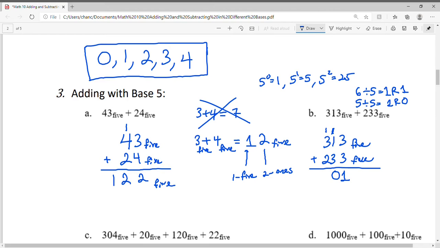Now 1 plus 3 plus 2 is again 6, but 6 doesn't exist in base 5. When I divide it by 5, I get 1 remainder 1, so that's equivalent to 1 left over, and I'll carry that additional 5 over. So it's 5101 base 5. That's our solution for part B.